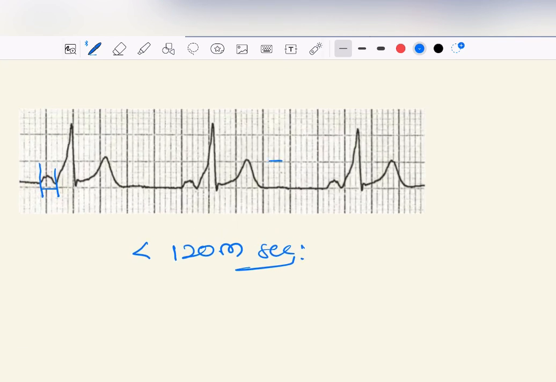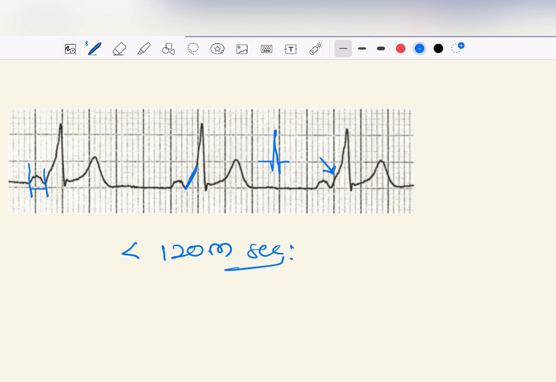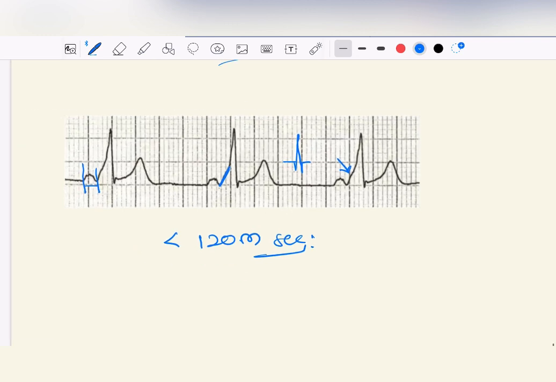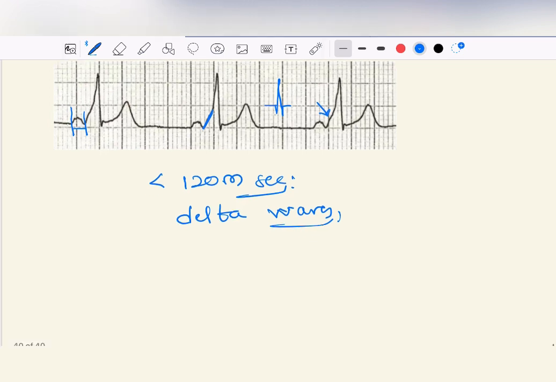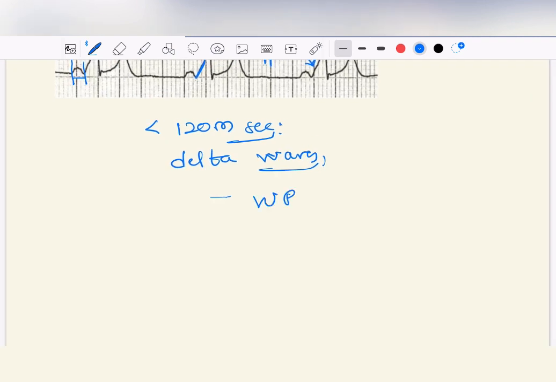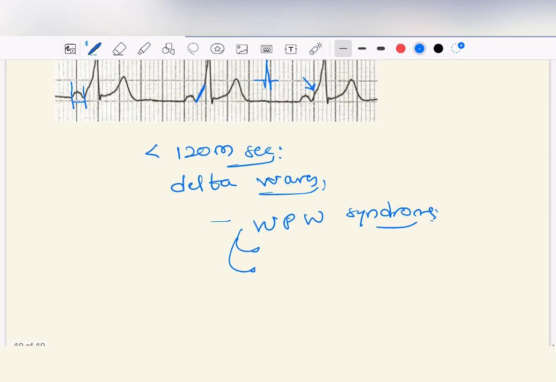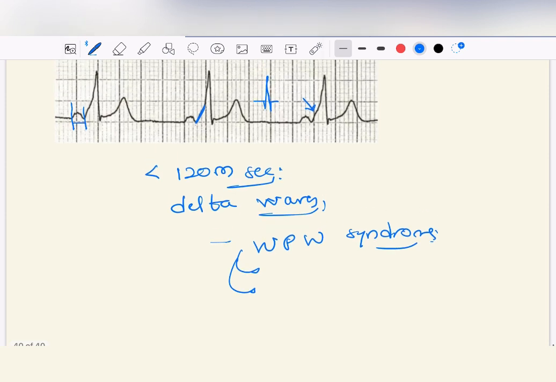And look at the peculiar morphology of the QRS. It was supposed to be like this, but here there is a slurred upstroke. Look at this upstroke. The slurred upstroke of the initial part of the QRS complex is known as delta waves. So what we are dealing with here is WPW syndrome. Short PR interval, delta waves, WPW syndrome. So this is an example where the PR interval is reduced.